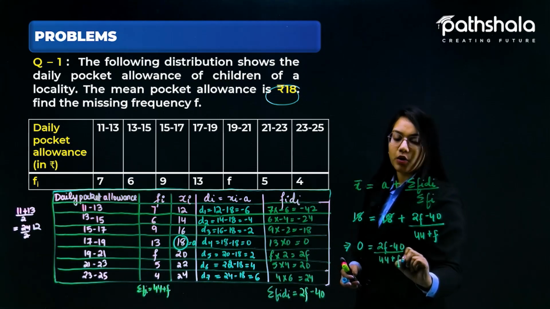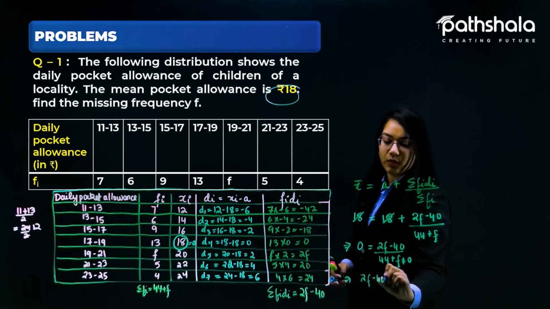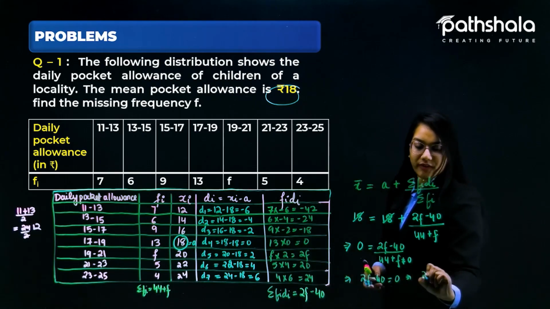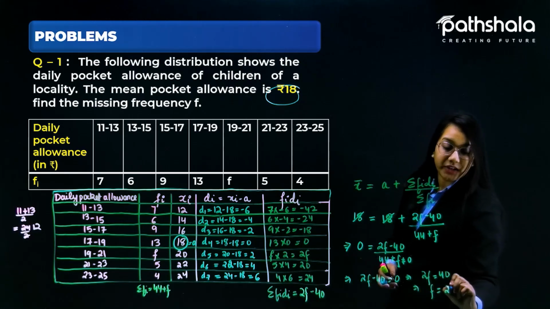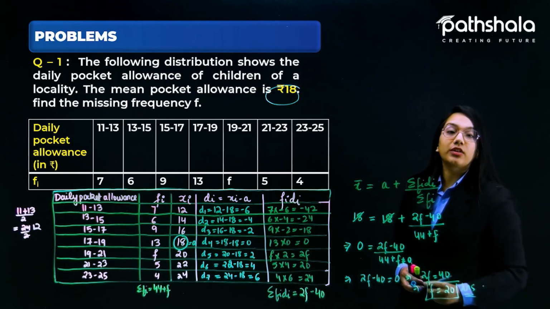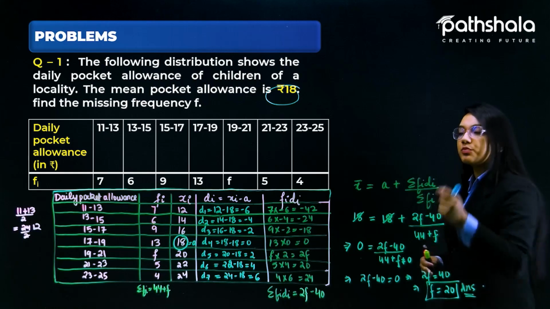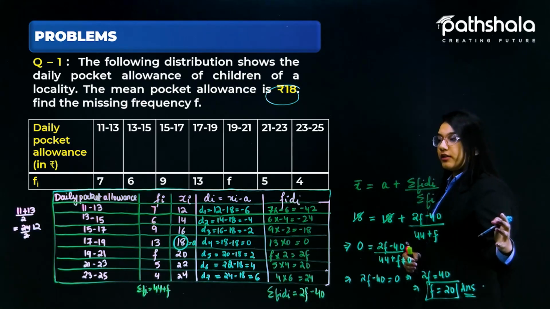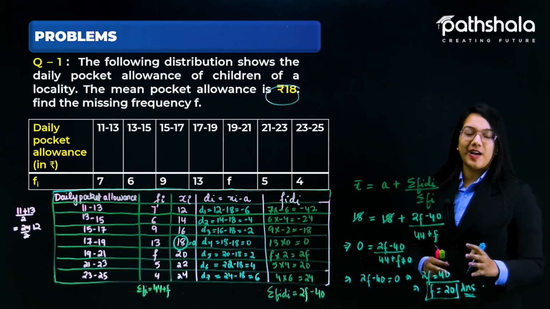Obviously, the denominator cannot be equal to 0. It implies that 2F minus 40 is equal to 0, which implies that 2F is equal to 40, and at the end, we are getting F as equal to 20, which is our answer, because we have to calculate the value of the missing frequency F, and using this particular formula, we have calculated the value of F as 20. So this is the answer for question number 1.